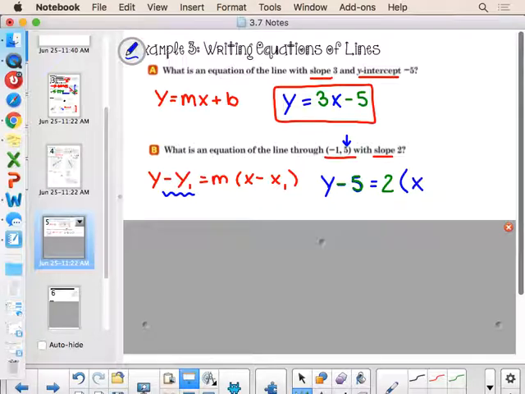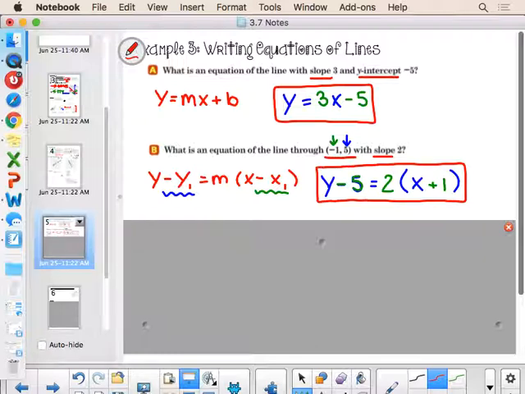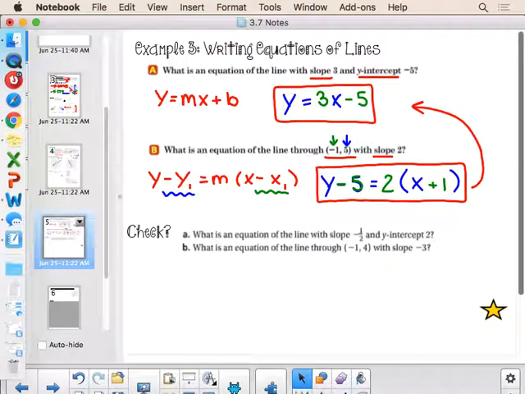Multiply by the quantity of x, and then I'm going to look at the x coordinate of my point that's been provided. My point has an x coordinate of -1. So when I subtract -1, it becomes +1 inside the quantity in parentheses. As a side note, this is just a brief review of Algebra 1. I do expect you to have the ability to go from point-slope form to slope-intercept form, aka isolate your variable y and simplify. Here's your turn.